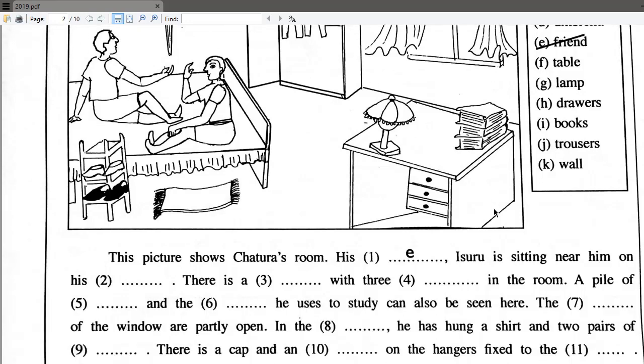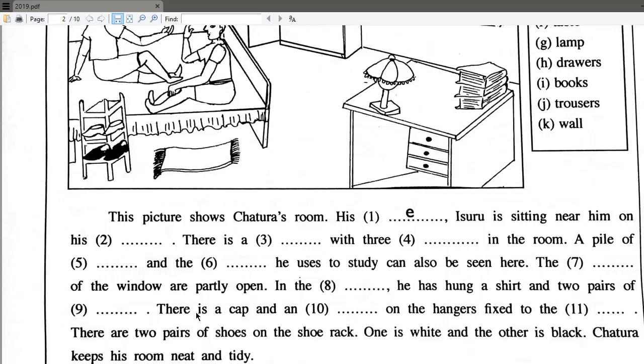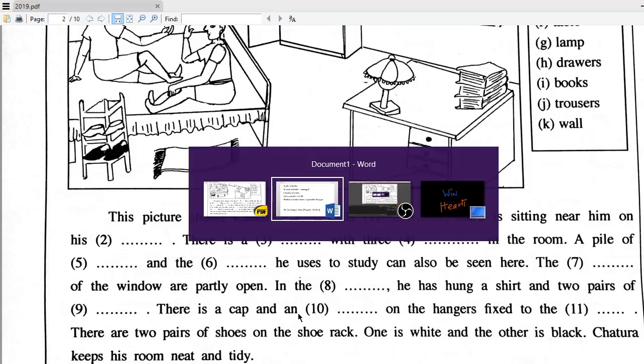Right, okay, let's come back. He has hung a shirt and two pairs of trousers. Now, my dear children, you know that "a pile of" is a collective noun. "Two pairs of" is also a collective noun. Now, there is a cap and an umbrella. "An" is an article. This article "an" is used before a noun that has a vowel letter and, more specifically, a vowel sound. For example, when you say umbrella, that has the vowel sound.